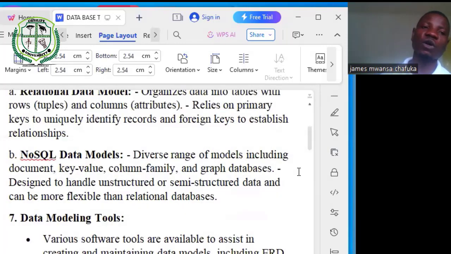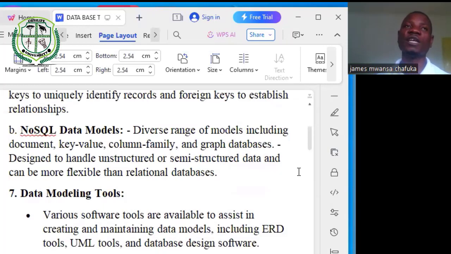And then there's also an aspect of NoSQL. There's also an aspect of the NoSQL data model. So this one focuses on a diverse range of models, including documents, key values, column family, and graph databases. It is designed to handle unstructured or semi-structured data and can be more flexible than relational databases.